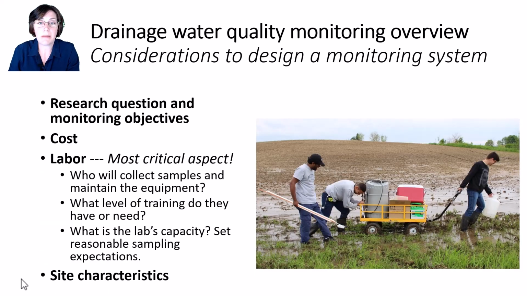You may want to start by thinking about who will do what in terms of the entire workflow from the field to the lab. And then make sure everyone on the team understands and agrees with their role. Field personnel need to be flexible, particularly during periods of high flow, which for us with drainage tends to be late winter or spring through to early summer.